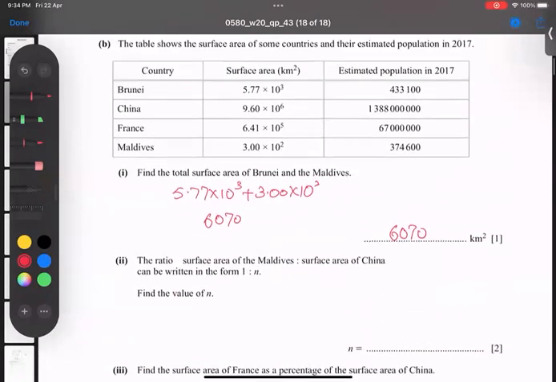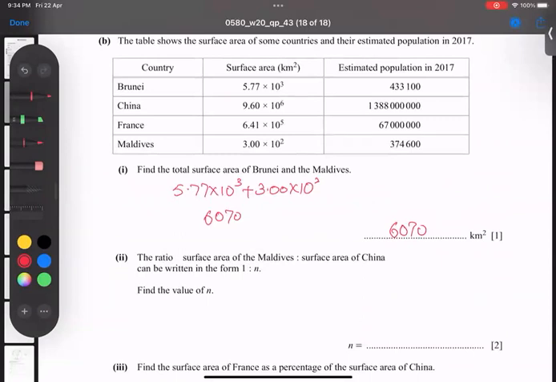The ratio of the area of the Maldives and China. So let's see the two areas. We talk about the Maldives. Maldives is here and China is here. First of all, Maldives: 3.00 into 10 to power 3, ratio, and China's is 9.60 into 10 to power 6. Wait a minute, I made one mistake here. Maldives is power 2, not power 3.